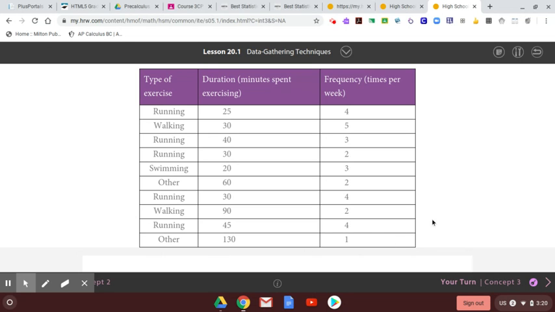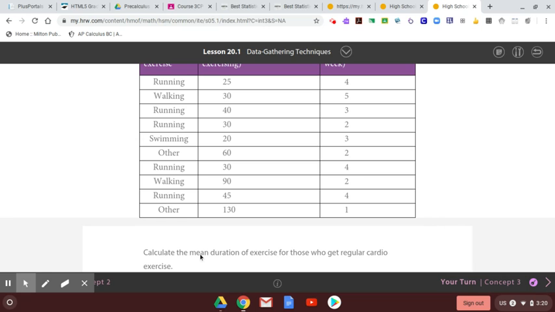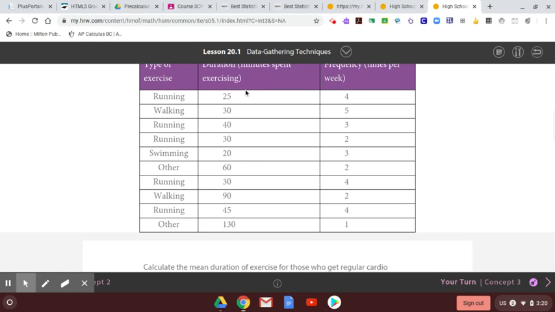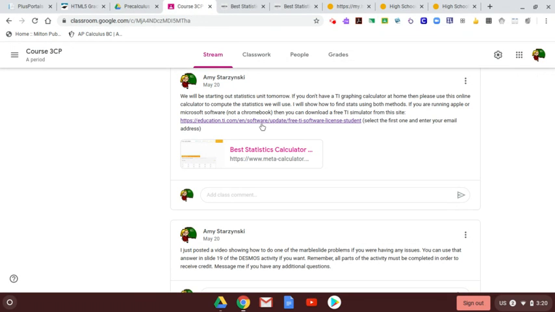Okay, so now that we have these 10 people, the first question says to calculate the mean duration of exercise for those who get regular cardio exercise. So the mean for duration. So what we'd want to do is take all these up, add them, and then divide by the total, which we know is 10. So you can do this just on a regular calculator. I also have attached from your Google Classroom, if you go, there's a statistics calculator here, which we'll use in the next example. So this is on your stream on Google Classroom. And you can click on this. So you don't need a special graphing calculator to do statistics. You can use this link and that will get you there as well.